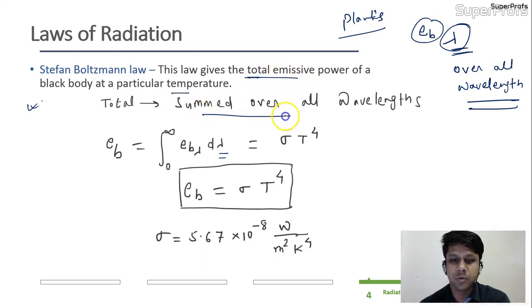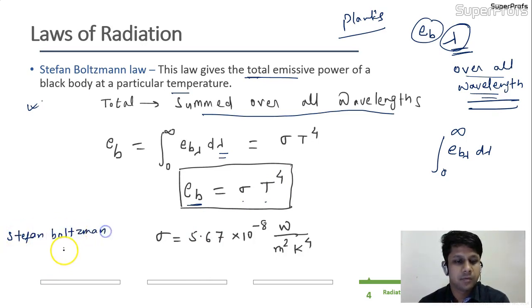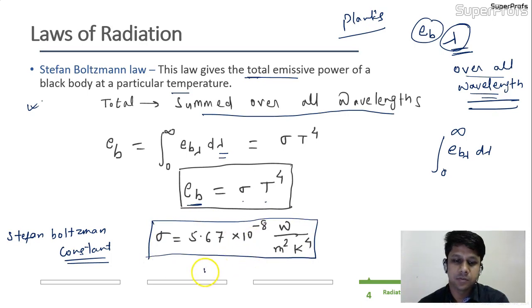So this total means summed over all wavelengths. EB lambda can be integrated with respect to lambda from 0 to infinity, and after doing that we get the emissive power of a black body as sigma T power 4, where sigma is the Stefan-Boltzmann constant. The value of this sigma is 5.67 into 10 to the power minus 8 watt per meter square Kelvin power 4. This you have to remember.